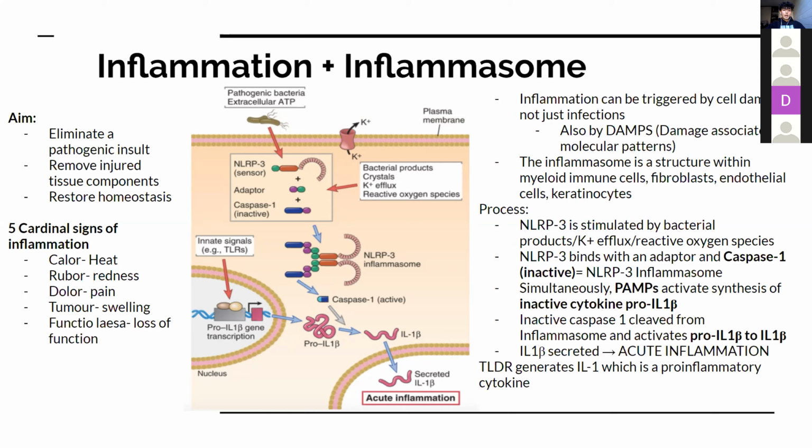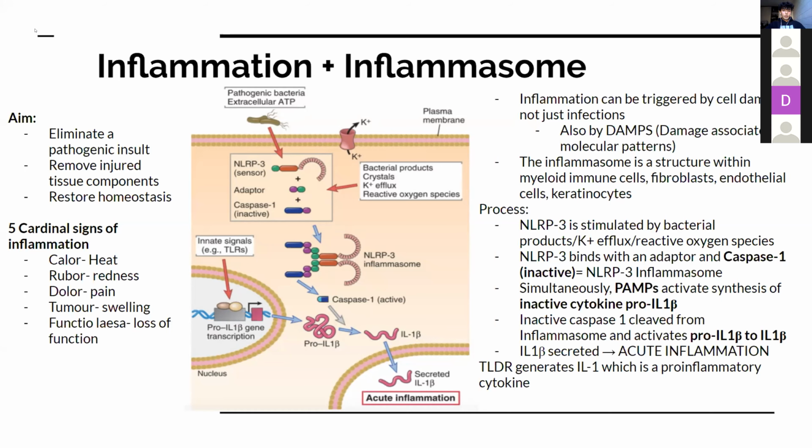The sensor, the adapter, and the caspase form the inflammasome, and through the mechanism of pathogen-associated molecular patterns, PAMPs, they activate the synthesis of the inactive cytokine pro-IL-1 beta. As you can see in the bottom left of the photo, that's the innate signal. Stuff like TLR3, which is an intracellular toll-like receptor, through the innate signals produces pro-IL-1 beta, and through the combination of active caspase 1 and pro-IL-1 beta, you get the formation of interleukin 1 beta. TLDR: the inflammasome generates interleukin 1, which is pro-inflammatory.